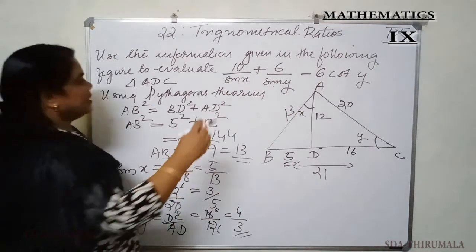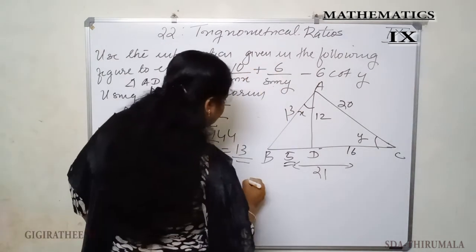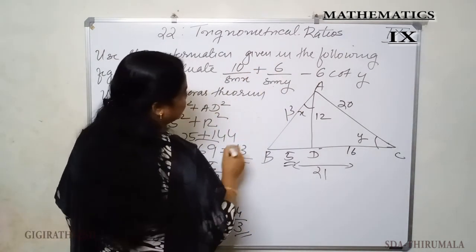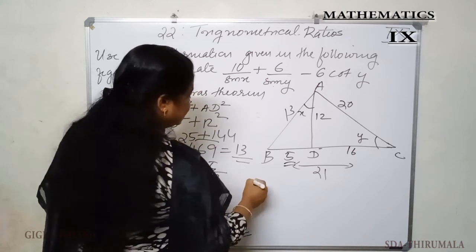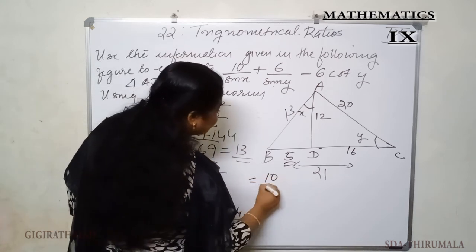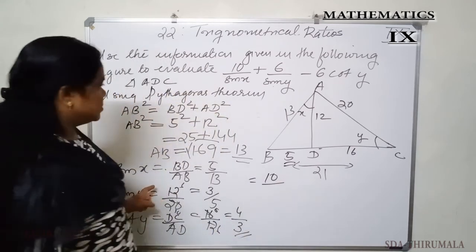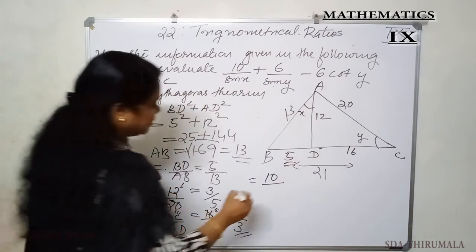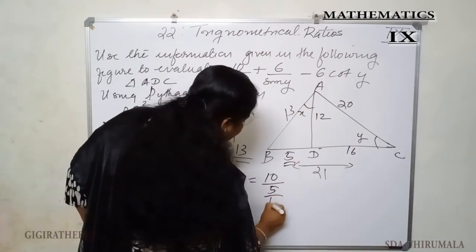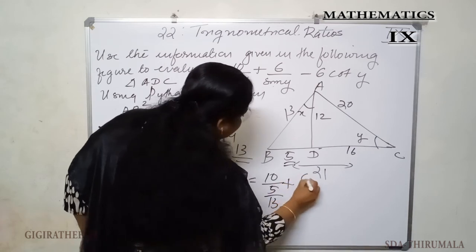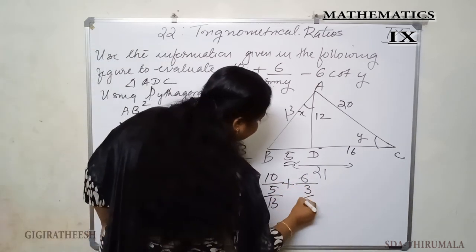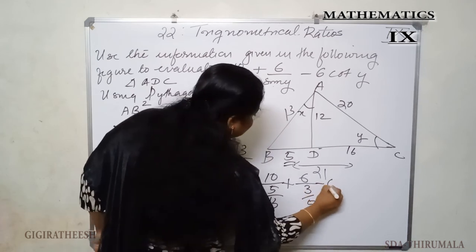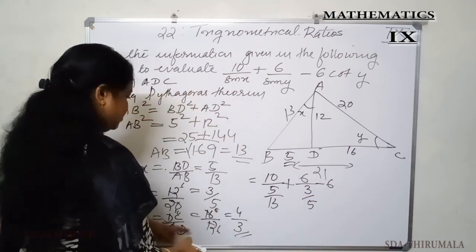Applying these values in 10 by sin x plus 6 by sin y minus 6 cot y, we get 10 by sin x, where sin x is equal to 5 by 13, plus 6 by sin y, where sin y is equal to 3 by 5, and lastly 6 into cot y, where cot y is equal to 4 by 3.